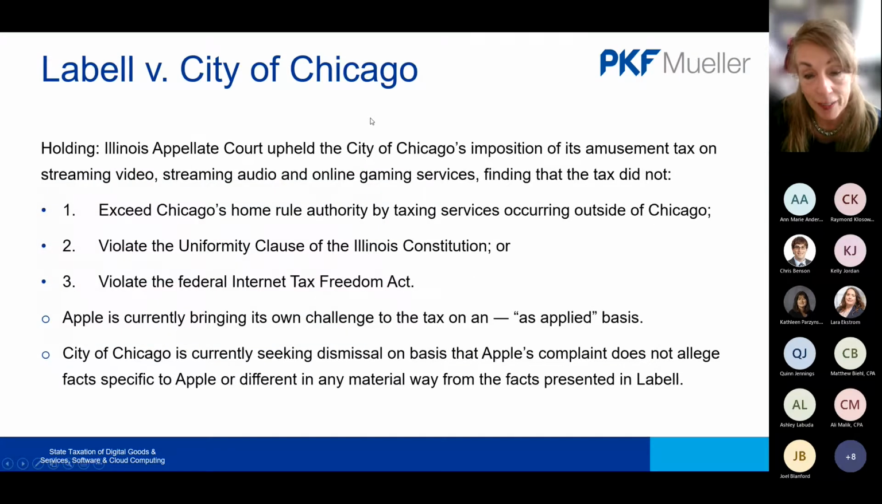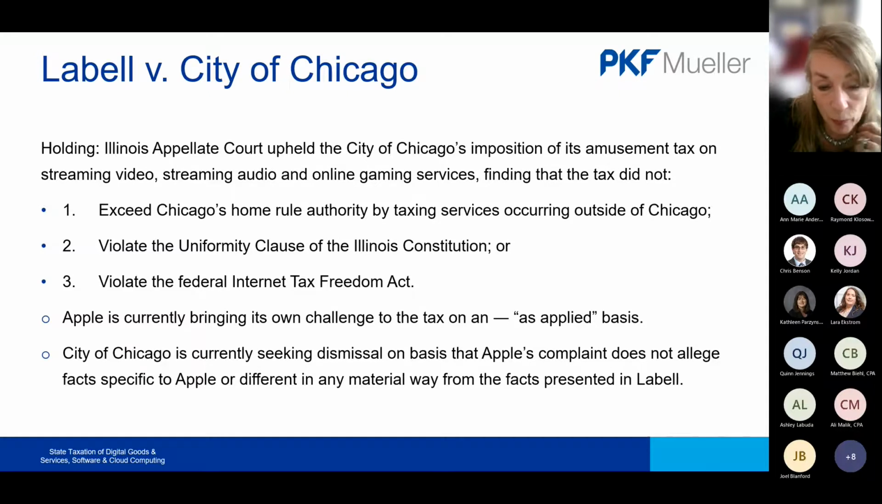So that's for the state, but as you know, Chicago has what they're calling an amusement tax on video, audio, and gaming. In this case, LaBelle, the Illinois appellate court upheld the lower court and said that the city of Chicago's imposition of this tax was legal and did not exceed home rule authority. It didn't violate the Constitution or the Internet Tax Freedom Act.